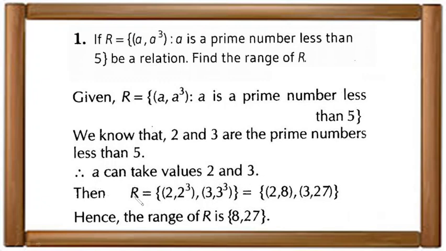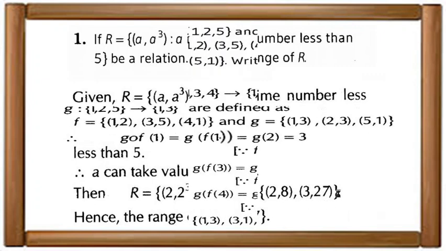So the relation, if we write it down in roster form, will be (2, 2 cube) means (2, 8), or (3, 3 cube) means (3, 27). So what is the range? 8 and 27 is the range.